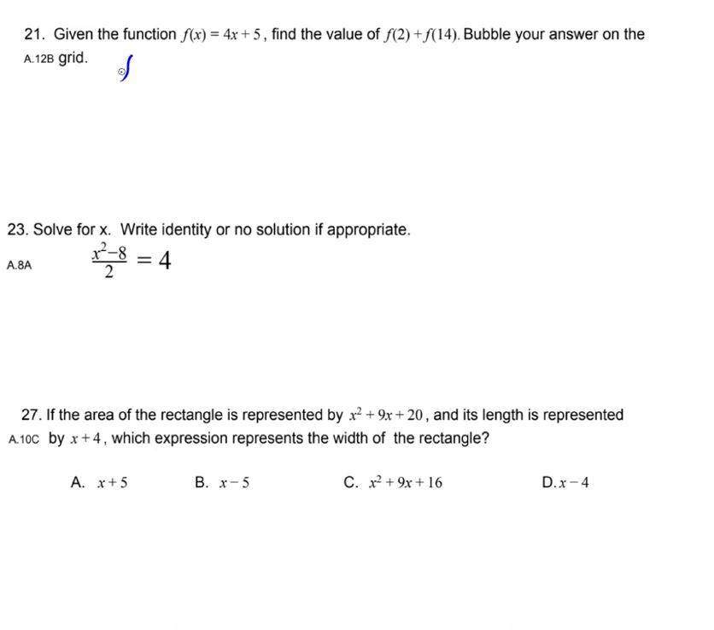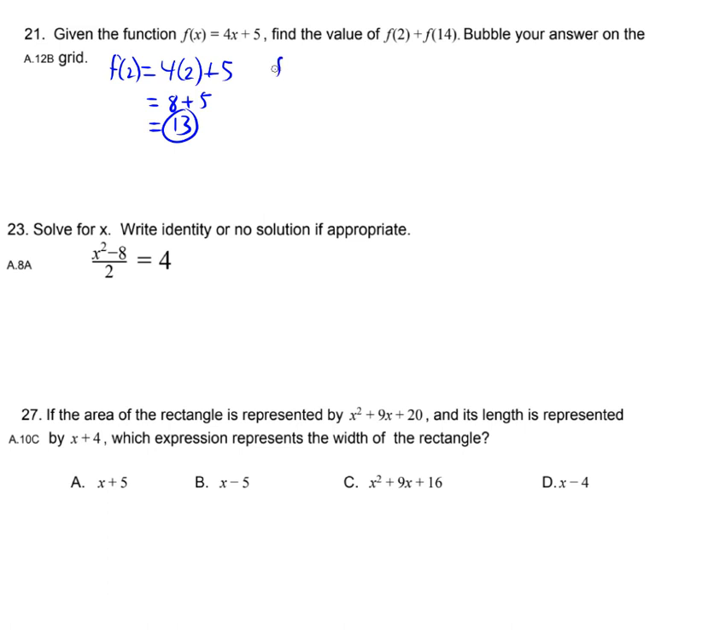So we have the f of x, right? They tell us f of x is equal to 4x plus 5. Now they want us to find f of 2 plus f of 14. So I'm going to start off, first of all, by finding f of 2. And to find f of 2, remember, wherever I see an x, there's normally an x here, right? But instead of the x, there's a 2. So wherever I see an x, I'm going to plug in 2 in parentheses. So 4 times 2 plus 5, which is equal to 8 plus 5, which is equal to 13.